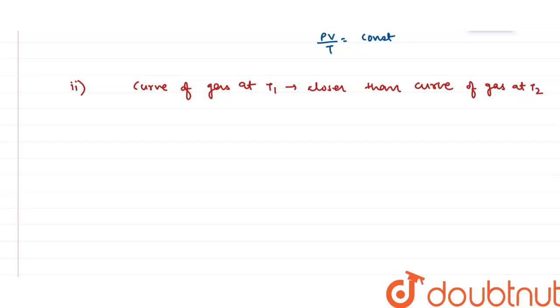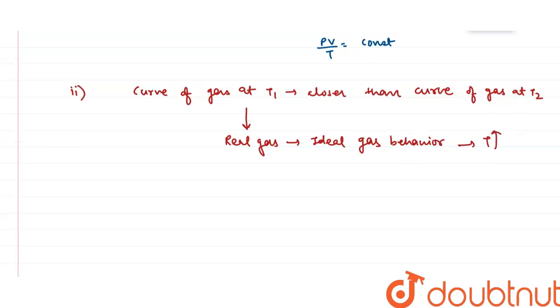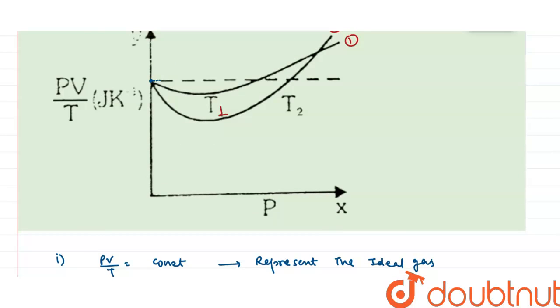Now we know one thing, that a real gas approaches the behavior of an ideal gas when the temperature is increased. A real gas shows ideal gas behavior only when the temperature is increased. That means this curve is near to ideal gas behavior, this curve is showing more ideal gas behavior. That means the temperature of this curve is greater than the temperature of this curve, because this curve is showing more ideal gas behavior.